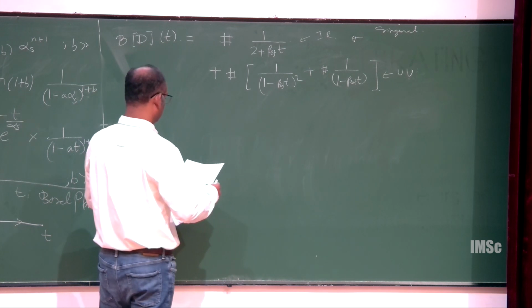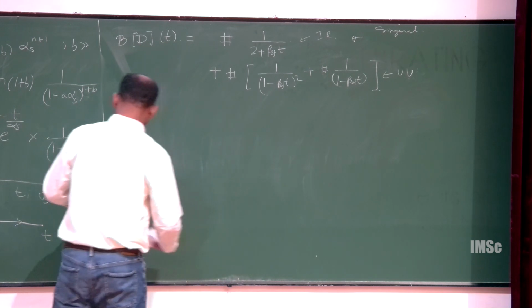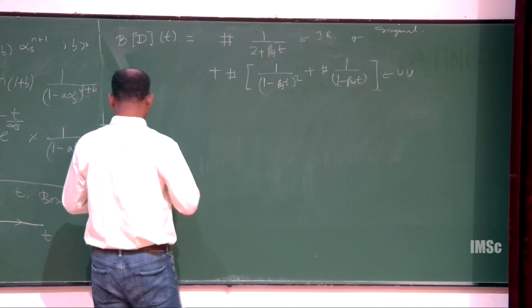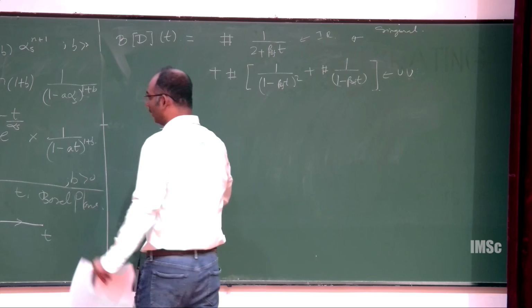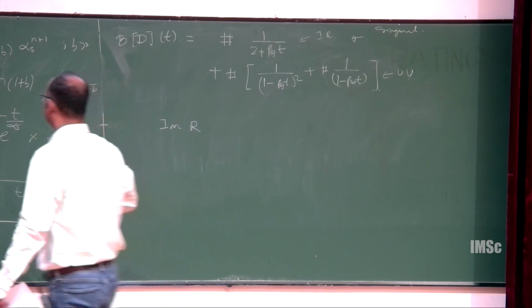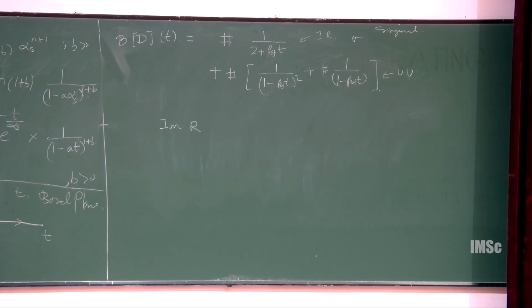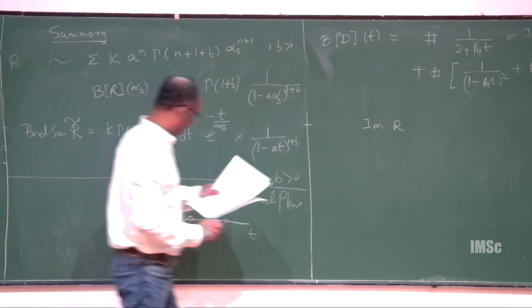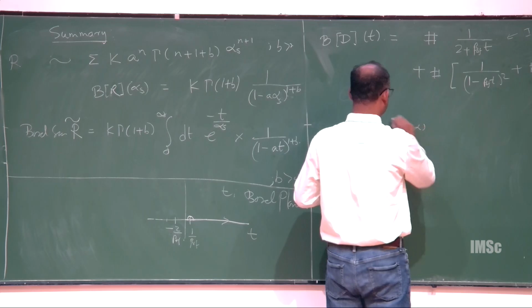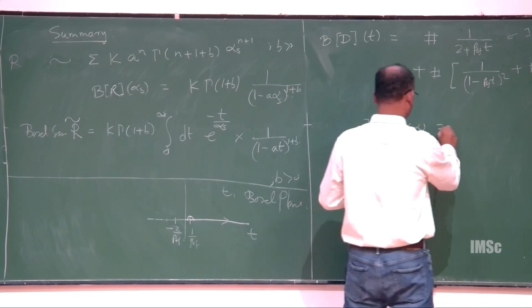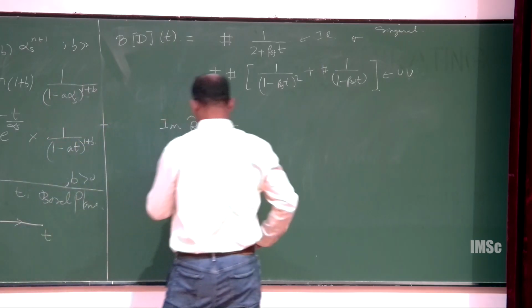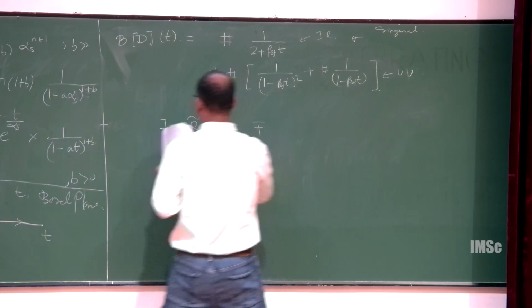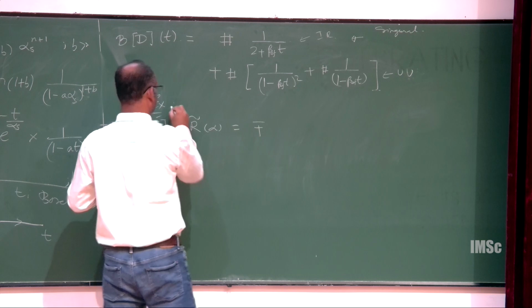So, okay, let me first write the answer and then you can say. Let's call this R tilde. The Borel sum I am going to call R tilde. So the imaginary part of R tilde, which is coming from indenting the contours this way or that way, you can check.